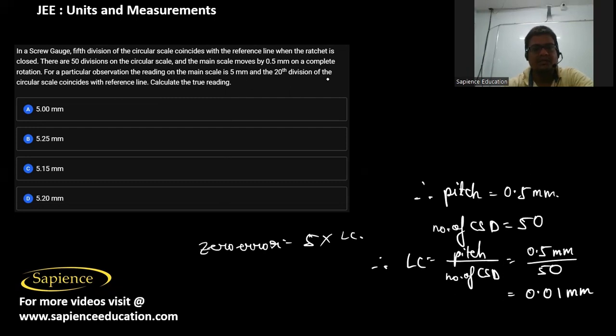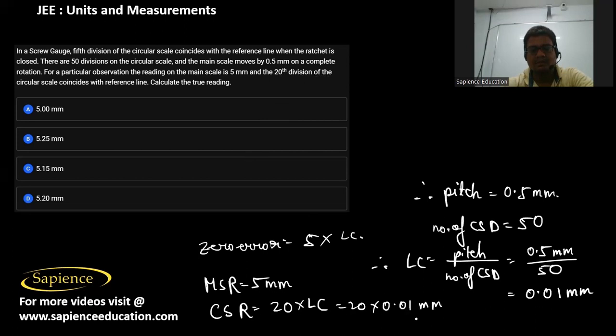Then for a particular observation, the reading on the main scale is 5 millimeter, and the 20th division of the circular scale coincides with the reference line. So the main scale reading is 5 millimeter, and the circular scale reading will be 20 into the least count. So that will be 20 into 0.01 millimeter, so therefore it is 0.2 millimeter. And the zero error is 5 into the least count, so 5 into 0.01 millimeter, which is 0.05 millimeter, which is a positive zero error.